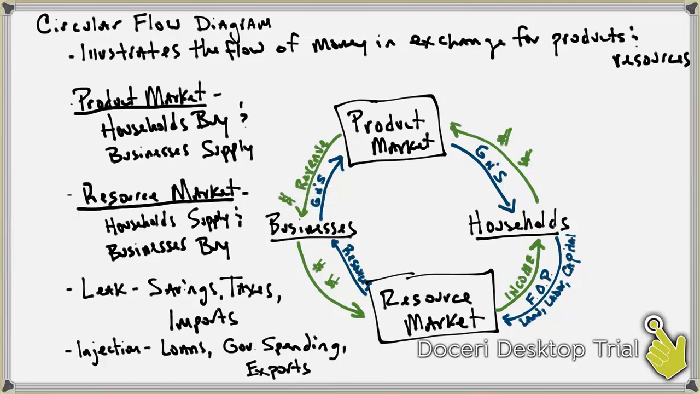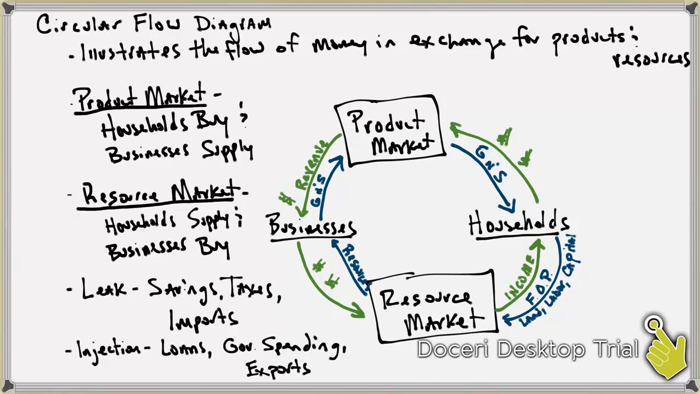Okay, so the model and the notes that we have on the screen are diagramming and talking about the circular flow diagram. And the circular flow diagram is a diagram that we use in AP Econ to illustrate the flow of money in exchange for goods and services and resources in our economy.